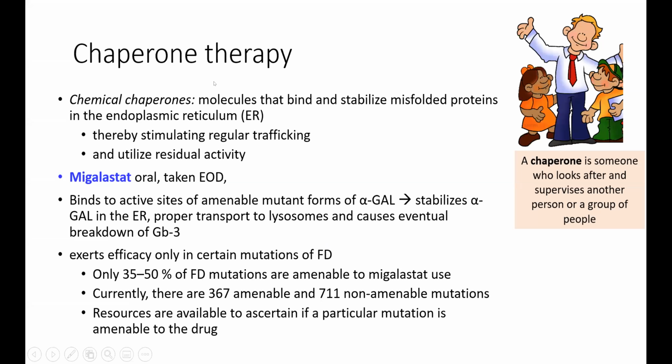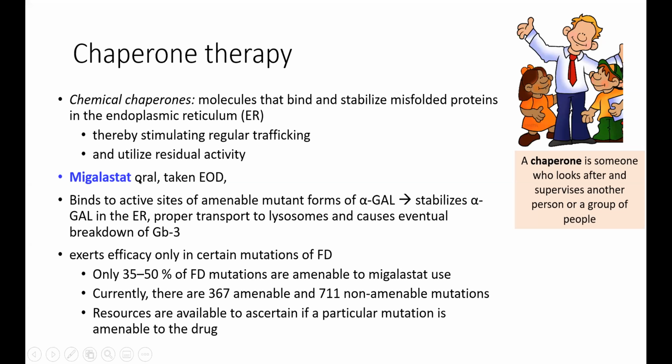Now, just a word about the chaperone. What does chaperone mean? Chaperone is basically someone who looks after and supervises another group of people. So chemical chaperones are basically molecules that bind and stabilize the misfolded proteins in the endoplasmic reticulum. Thus, they help in the regular trafficking and they utilize the residual activity of the enzyme.